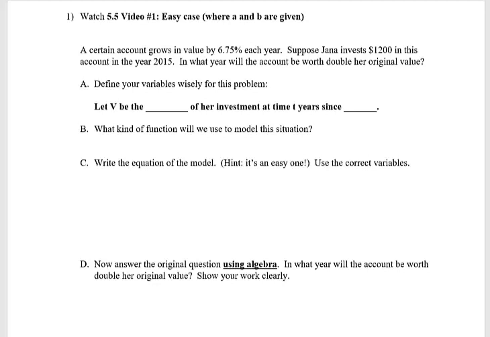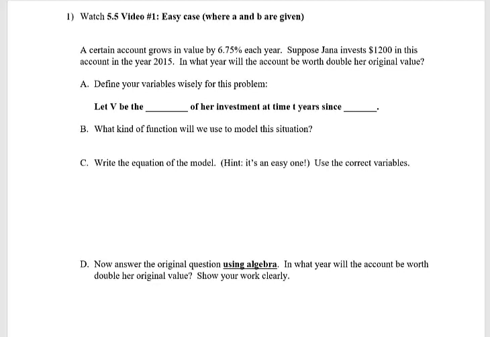Okay, in this video, we'll consider the easy case, the one where you pretty much know the A and the B right from the beginning. So you can see our sample problem here. This is an investment problem. Somebody puts some money in an account. It grows by 6.75% each year. And Jana puts $1,200 there in 2015. We're supposed to figure out how long it is going to take before she's doubled her money.